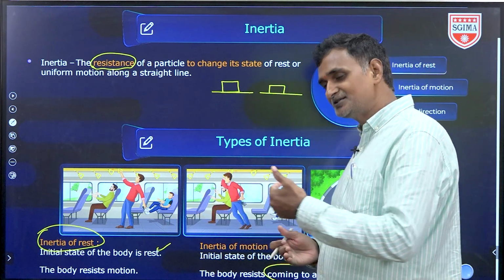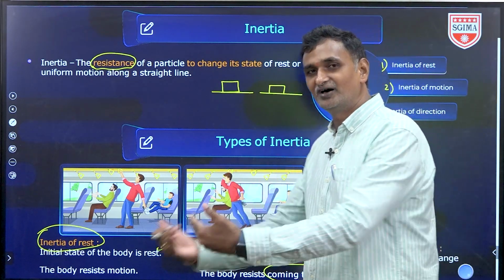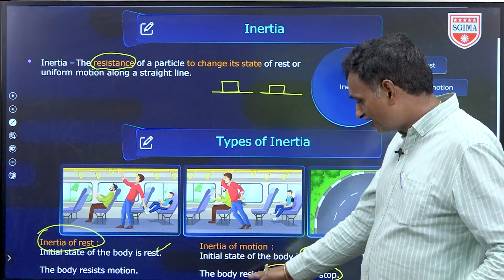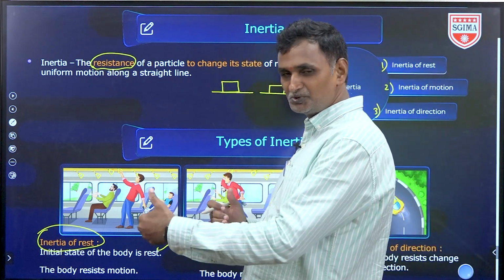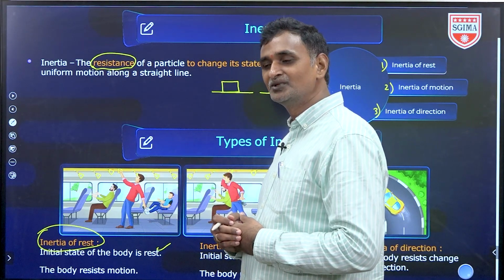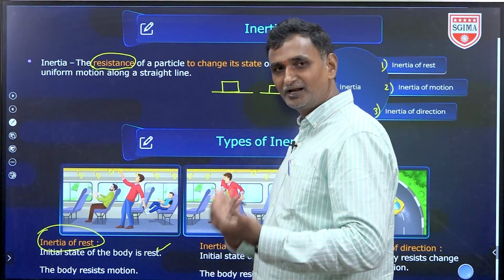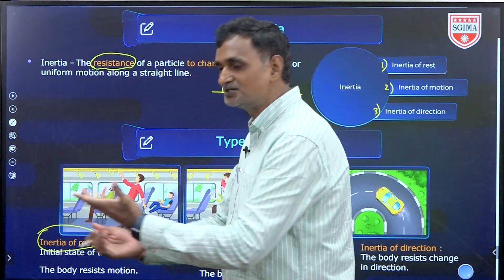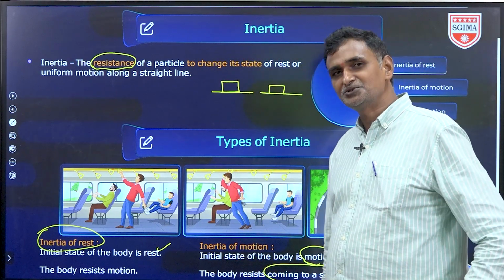So, when the driver suddenly applies the brakes, the persons in the bus fall forward. Why do they fall forward? The second statement: the body resists coming to a stop. As the bus is in motion, persons in the bus are also moving with the same state of motion, and when the bus stops suddenly, the persons who are in motion resist coming to a stop. So that is why they feel a jerk in the forward direction. This is an example of inertia of motion.